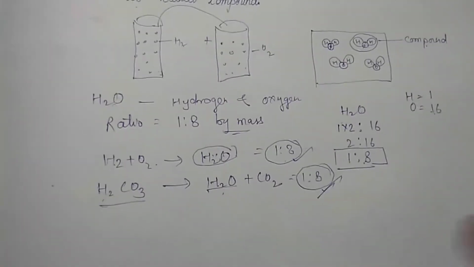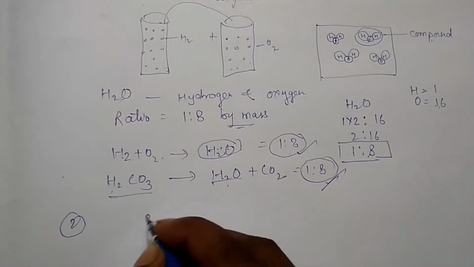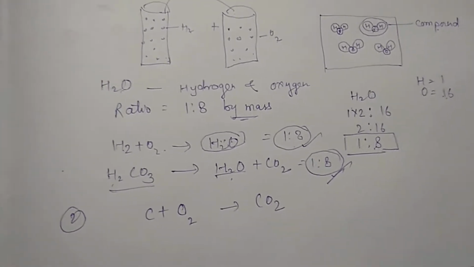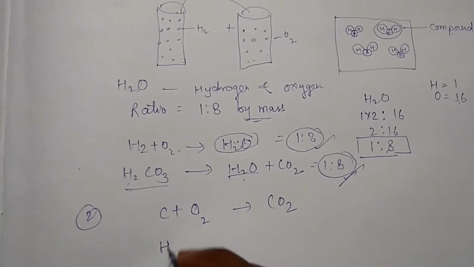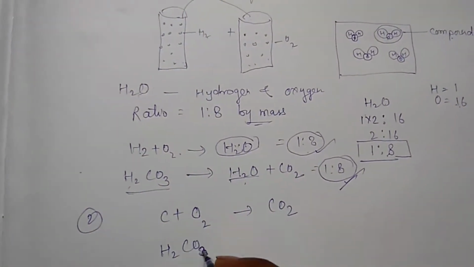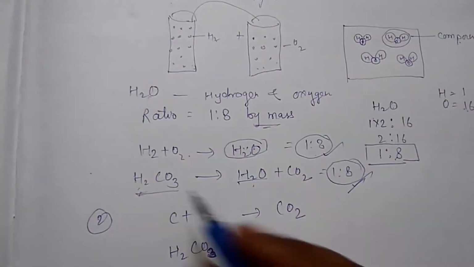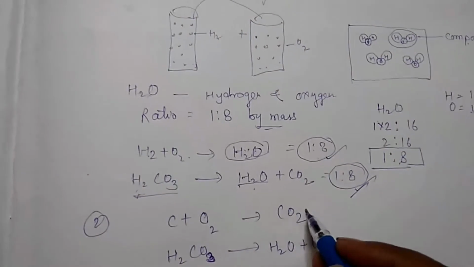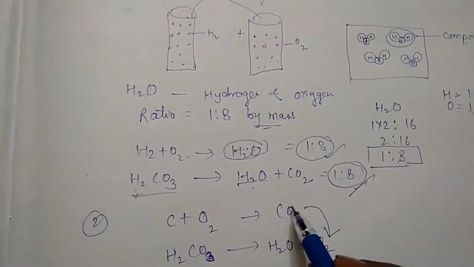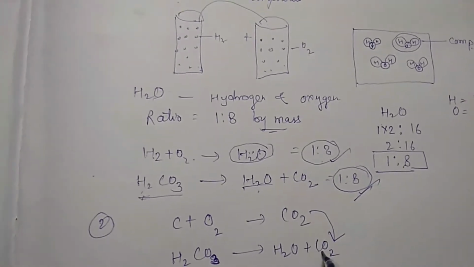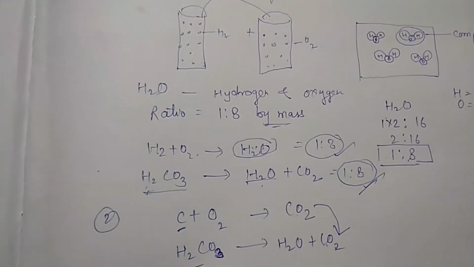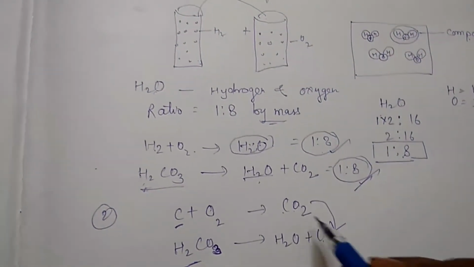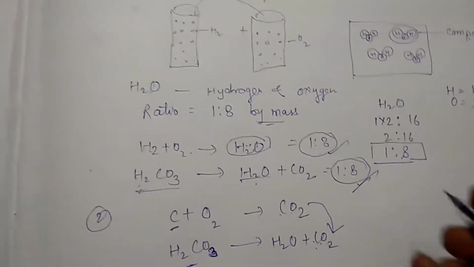Now see, children, second example. When carbon combines with oxygen, it forms the compound carbon dioxide, you know it very well. And again, when H2CO3 breaks, it gives H2O and CO2. Now compare this compound, children. Both are carbon dioxide, and we have obtained this compound from different sources. This carbon dioxide is a combination of carbon and oxygen, and this is also a combination of carbon and oxygen.